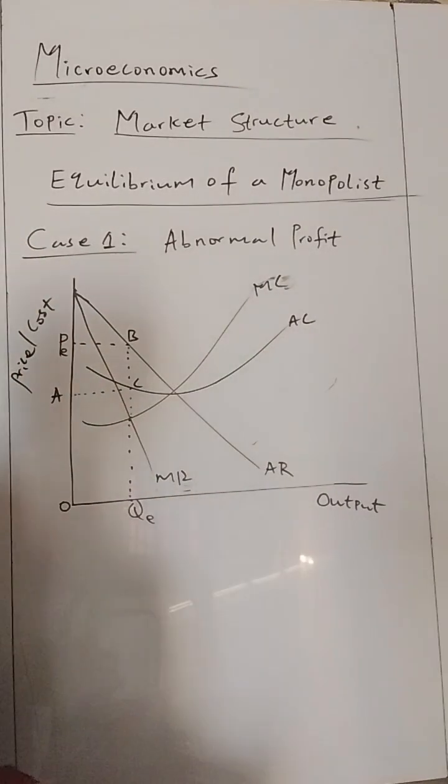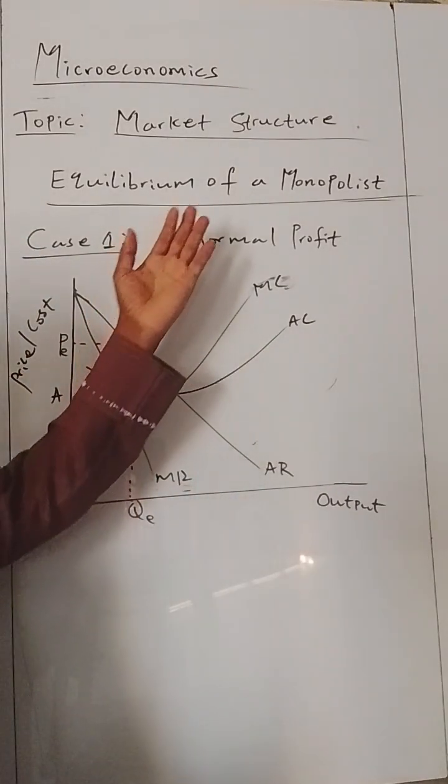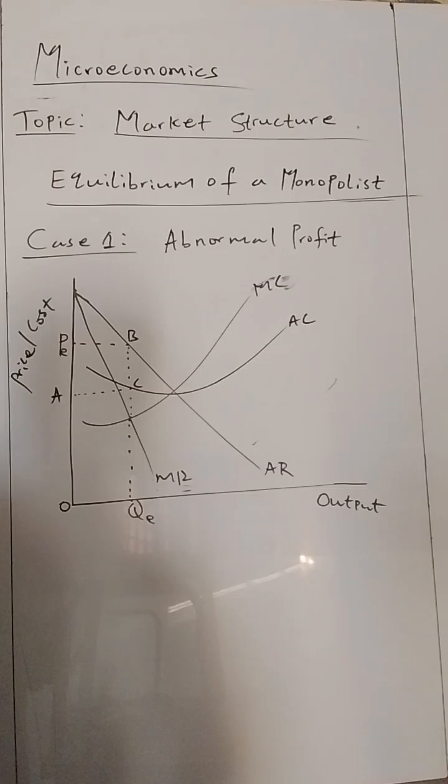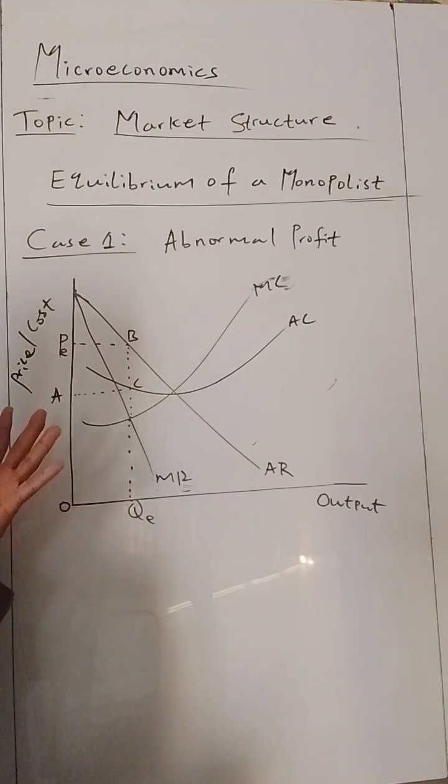In this class, I'll be talking about equilibrium of a monopolist, particularly in the case when a monopolist makes abnormal profits. As we have been told in the previous video, a monopolist can make abnormal profits both in the short run and long run. So, in this video, I'll be talking about the case of abnormal profits of a monopolist.